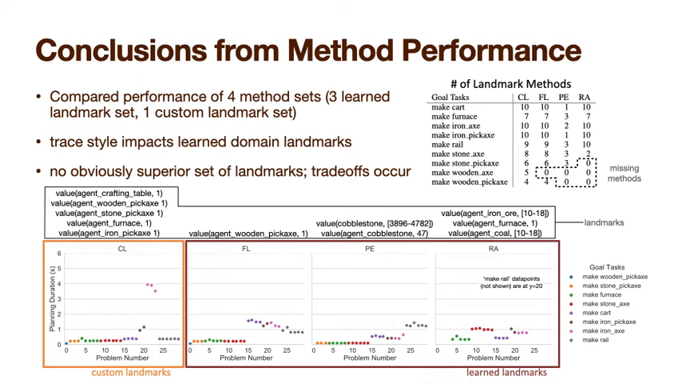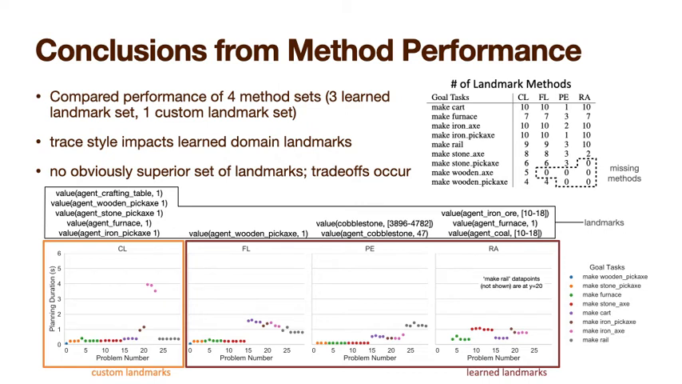In our experiments, we learned domain landmarks from the three styles of traces. Then we use these landmarks in a custom set of landmarks to learn four separate sets of decomposition methods. We compare their performance on a set of test problems. We find that trace style does impact the learned landmarks, but it's not clear that any has consistently superior performance. Instead, each method set demonstrates strengths and weaknesses.